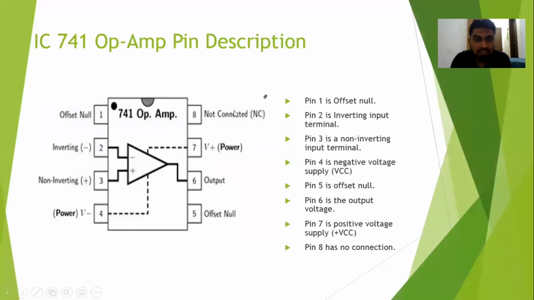This component also has pins, and every pin has a meaning. Pin 1 is an offset null, pin 2 is the inverting input terminal, pin 3 is the non-inverting input terminal, pin 4 is the negative voltage supply, pin 5 is an offset null, pin 6 is the output voltage, pin 7 is the positive voltage supply, and pin 8 has no function. Next I will ask my friend to explain the circuit design.